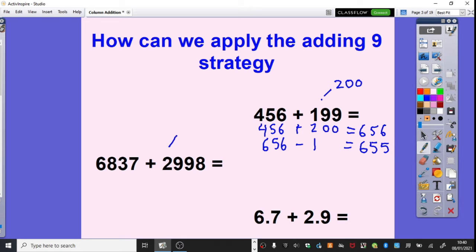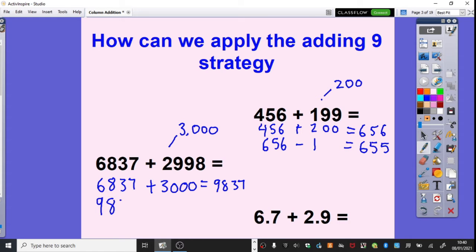On to this one then, a little bit trickier. 2,998 is 2 away from 3,000. So we can do 6,837 add 3,000 equals 9,837. However, we've obviously added on 2 too many. So we take our 9,837 and we need to subtract 2 ones, which gives us the answer of 9,835.